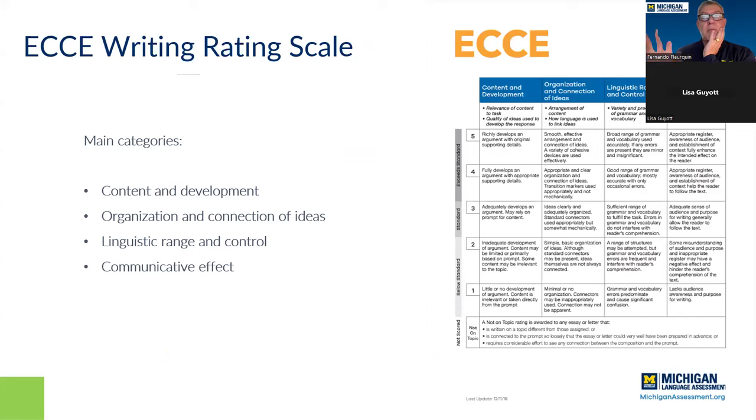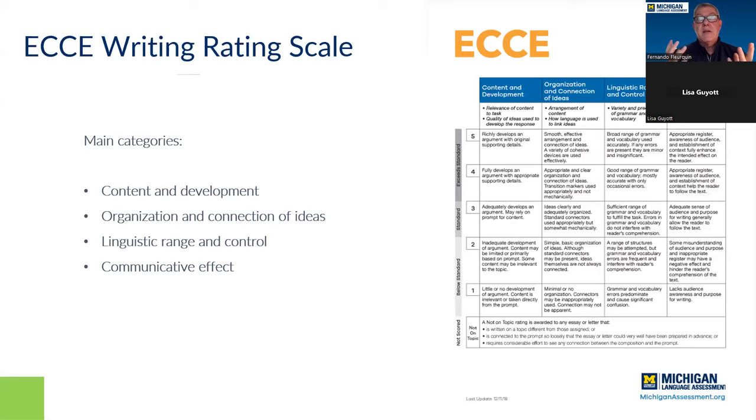You can have access to the rubrics and this document on our website. The rubrics and the rating scale consist of four main categories that trained raters use to evaluate responses. The four categories are content and development, organization and connection of ideas, linguistic range and control, and the communicative effect.